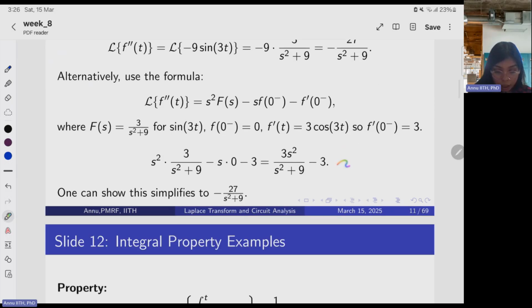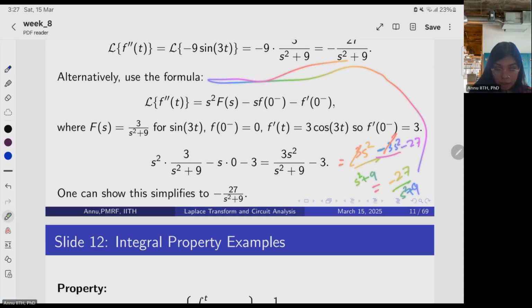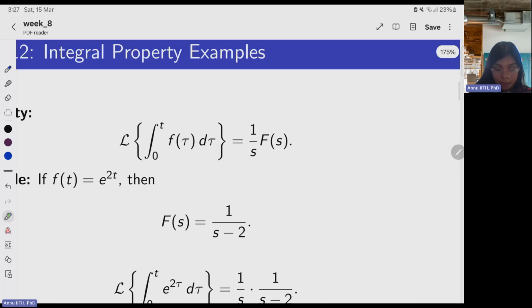So let us do this. f dash of t is equal to 3 cos 3t, where if you put 0 here, it is 3. So it is going to be 3s square divided by s square plus 9 minus 3s square minus 27. So the s square terms cancel, and we get minus 27 divided by s square plus 9, which is matching with this. Very nice.